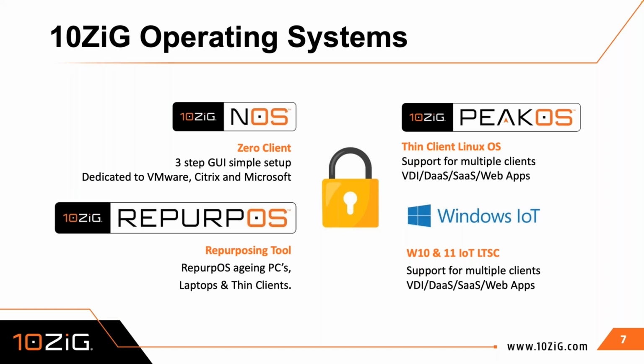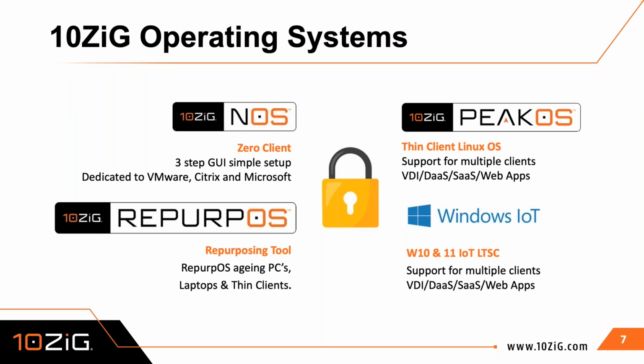For supporting either NOS-V, which is there to support VMware, now Omnissa. We also have the NOS-C version, which supports Citrix, and last but not least is NOS-M, which is designed to support Microsoft products, including AVD, Windows 365, and RDS. Then on the right-hand side here is PeakOS, which is our Linux OS, which supports all common VDI and DaaS platforms, as well as various web browsers simultaneously.